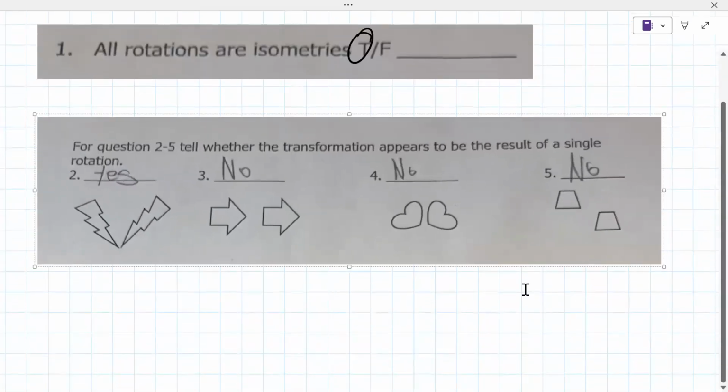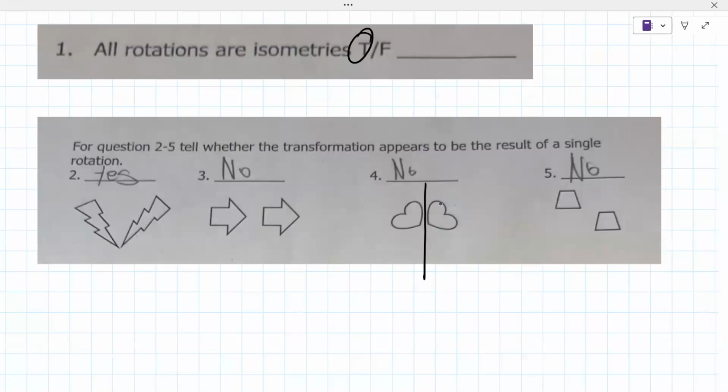So the rotation is kind of... I agree with 3 and 5. 2 I agree with, but 4 I'm kind of questionable. I think it would be rotated on the point. You might be able to do this one, but I'm not 100% sure if it could be done in such a way where you would get here. So we'll just go with it.